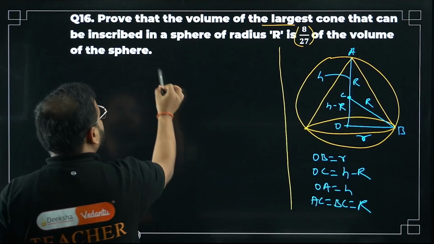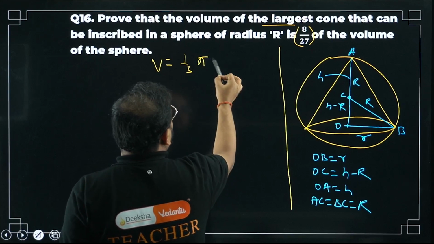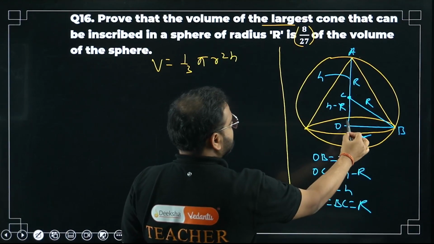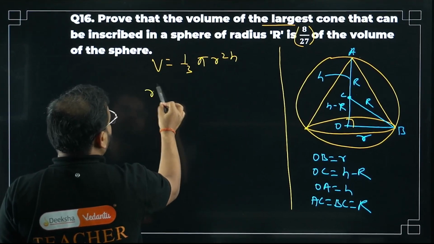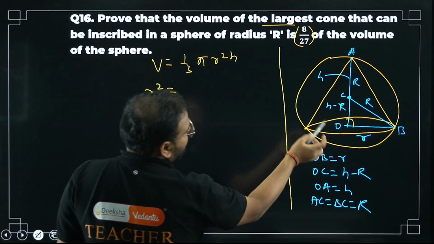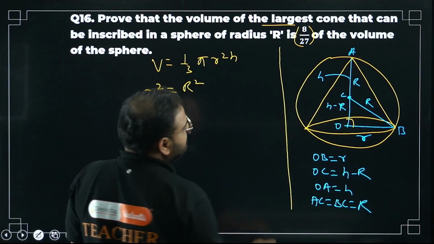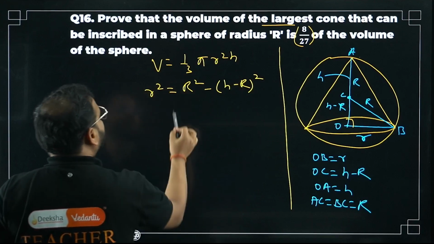So the volume of the cone is 1/3 pi r square h. The problem over here is this small r, so let's get rid of that. Small r square will be given by what? Apply Pythagoras theorem in OBC: capital R square minus (h minus R) the whole square.